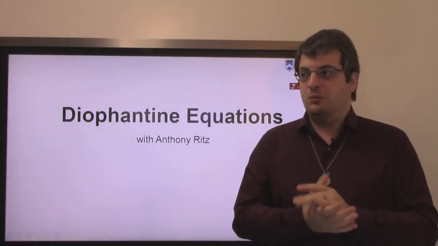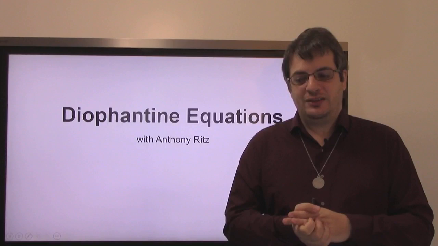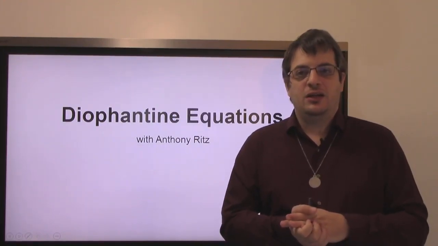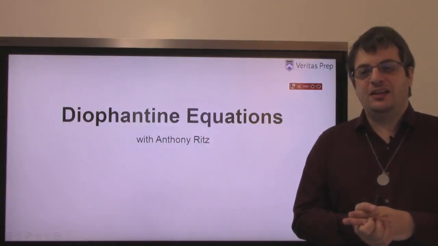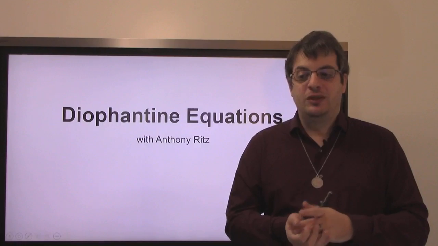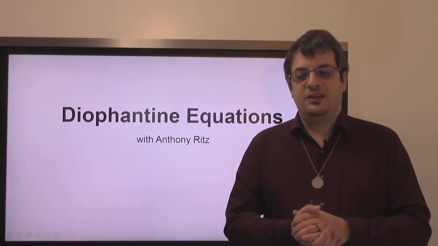As I said, my name is Anthony Ritz, and I am a longtime, full-time private tutor for Veritas Prep. I've been doing this in one form or another for almost 20 years now. I have a 790 GMAT score, including 51s on both quant and verbal, and I've helped students get into pretty much any top school you can possibly think of.